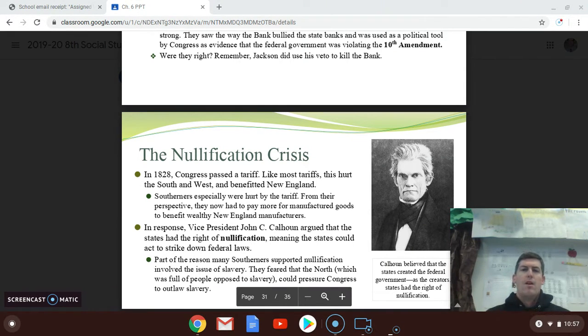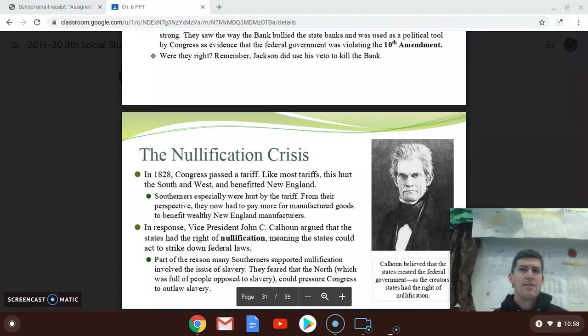Right? Now, one reason that John C. Calhoun thinks that states have the right of nullification is because he believes that when the United States was formed, it was formed as an agreement between the states. Right? So he thought power belonging to the federal government came from the states. He thought a bunch of states got together and said, okay, we're going to form a country and we're going to give some of our power to the federal government.